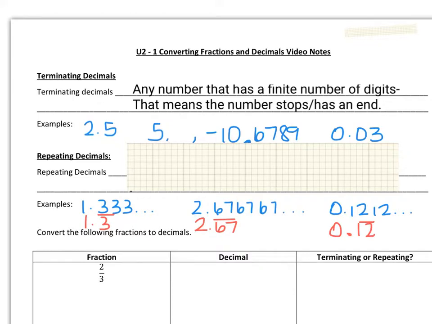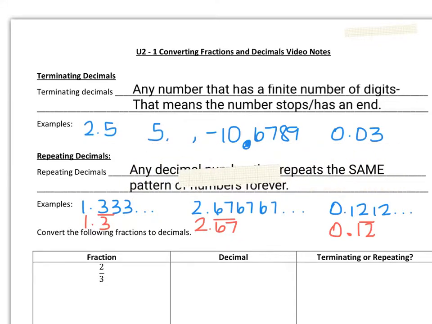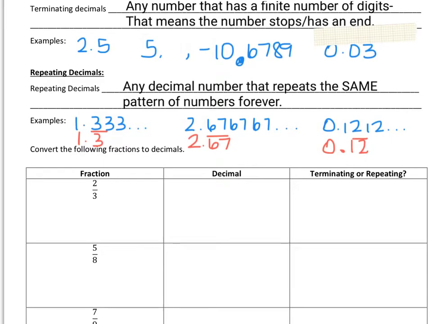So if we look at the definition of a repeating decimal, it is any decimal number that repeats the same pattern of numbers forever. And these little dots right here mean that that pattern is continuing forever, and there's usually 3 little dots. So now we're going to take a look at how we take a fraction and turn it into a decimal, and then decide whether it's terminating or repeating.